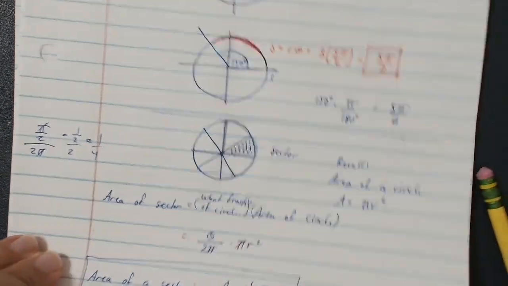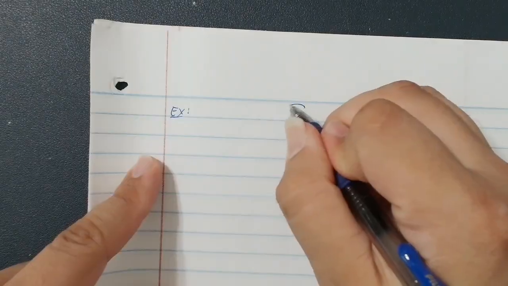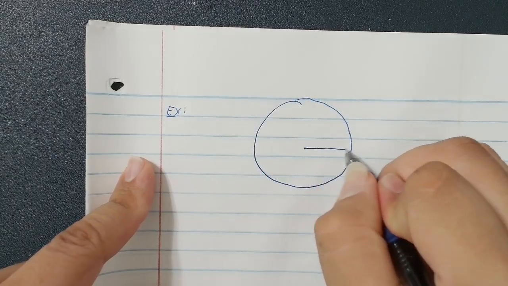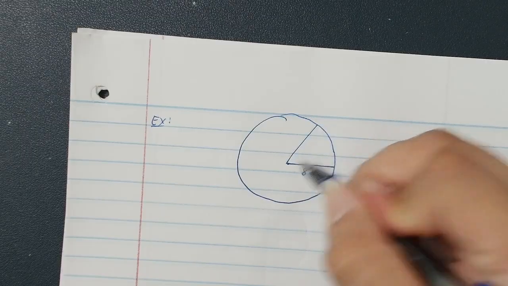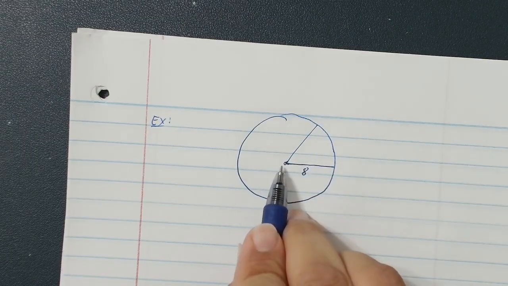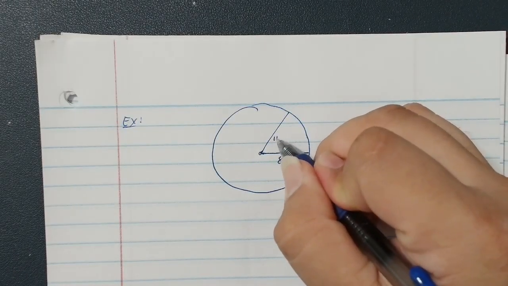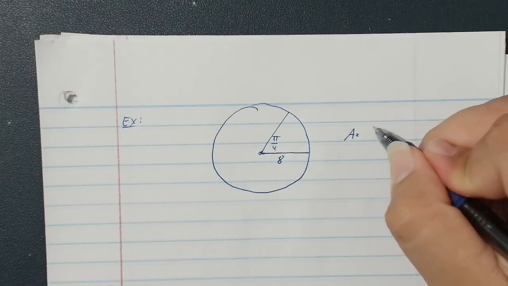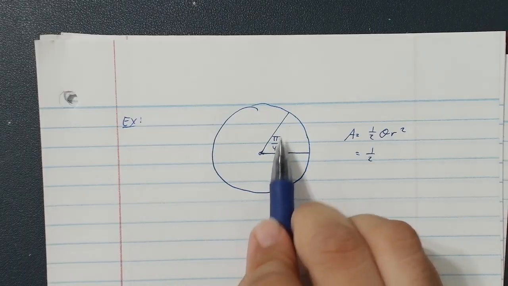So let's go ahead and take an example of that. If I have a circle, a disk, where the radius of that disk is 8, and then I have a central angle. Remember, it does have to meet in the middle, so this does have to be a central angle, that has a measure here of pi over 4. Then the area inside of this sector is going to be 1/2 theta r squared, which is 1/2. Theta is this pi over 4.